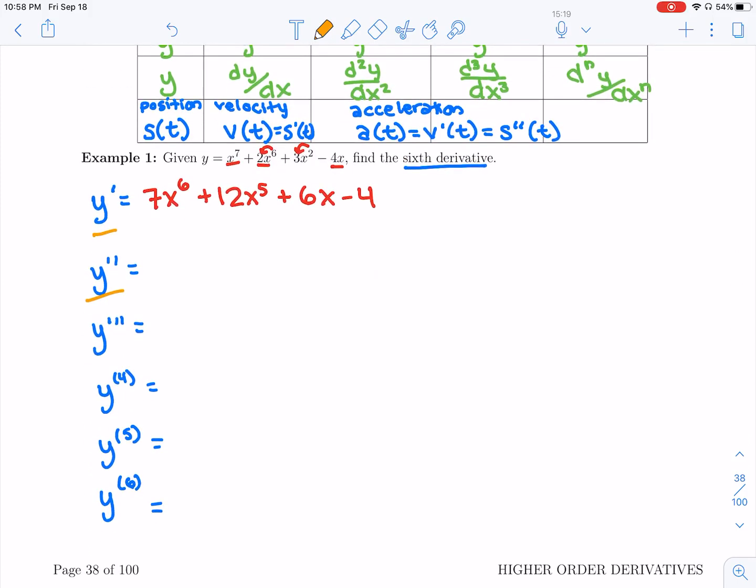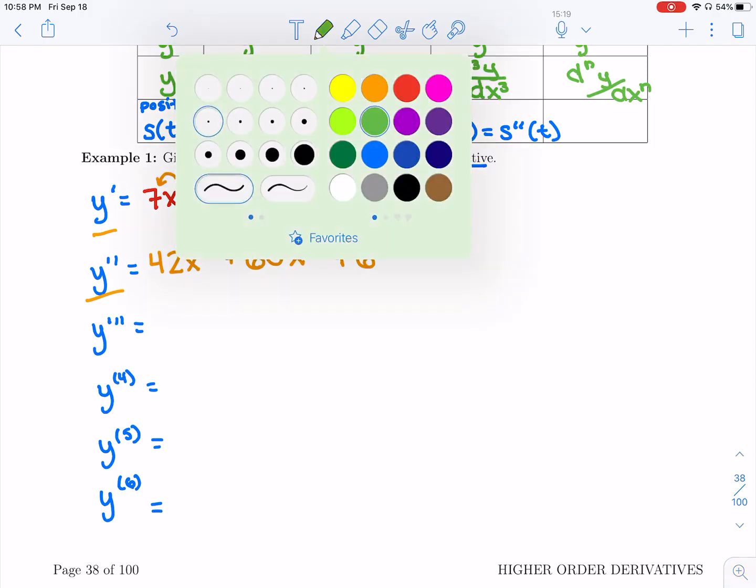So I'm looking here. I'm going to bring down the power. 7 times 6 is 42, x to the 5th. Bring down the power, 12 times 5 is 60, x to the 4th. Derivative of 6x is 6. Derivative of negative 4 is 0. We just took our first higher order derivative.